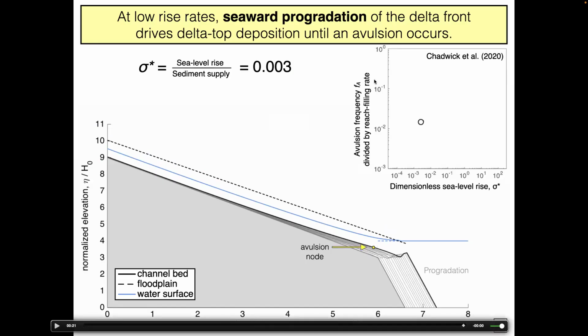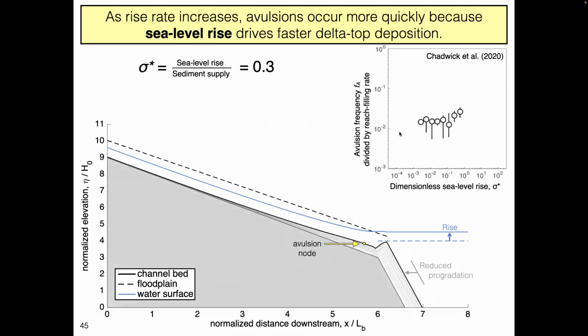And what we see is if we plot the avulsion frequency as a function of sea level rise rate, we can plot the average over many avulsions as a point here. And what I'm going to do now is vary sea level rise rate, and we're going to fill out this graph. So as we go to higher rise rates, we see avulsions occur more quickly because sea level rise is driving faster delta top deposition. So you can see our avulsion frequency is increasing with rise rate over here.